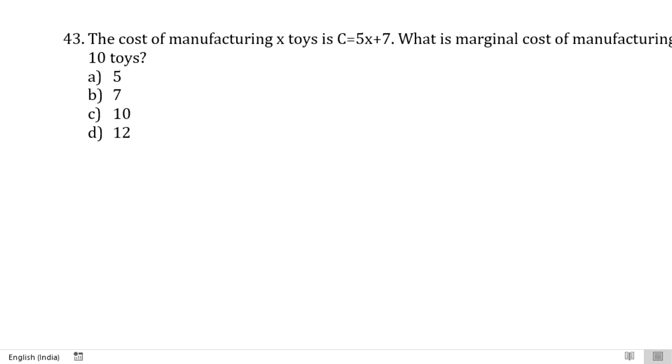The cost of manufacturing is given. What is the marginal cost? Marginal cost means I have to find the derivative of the cost. So marginal cost is equal to d by dx of 5x plus 7, which is equal to 5. So no matter what the number of units is given, I am getting the marginal cost as a constant value, which is 5. Hence the answer is A, which is equal to 5. Fine. Okay, moving on to the next question.